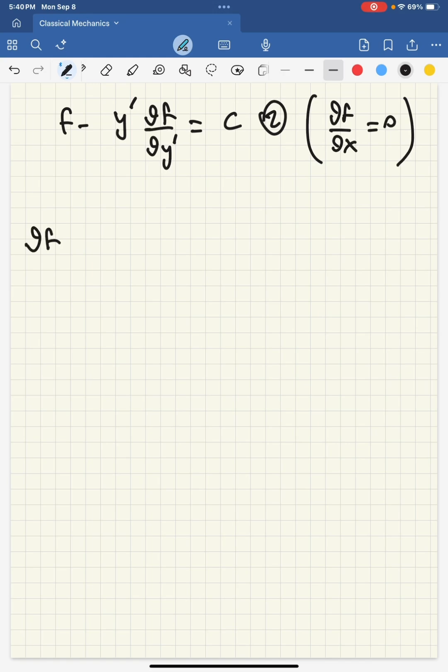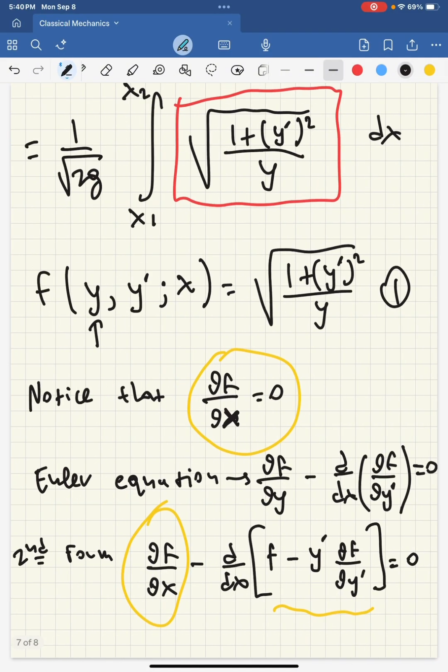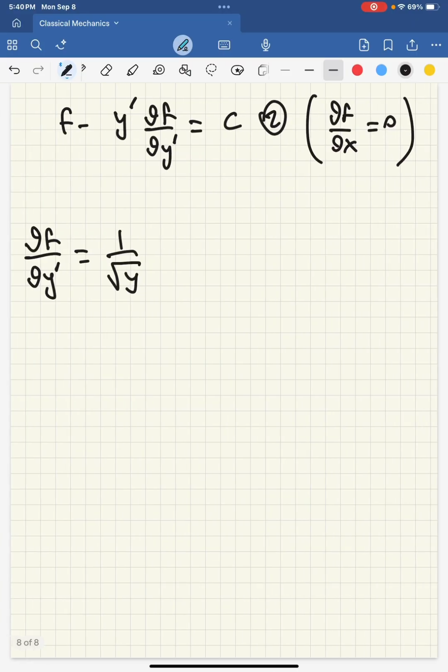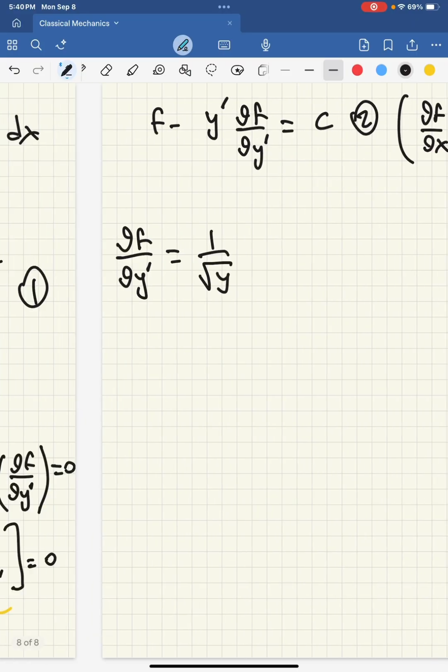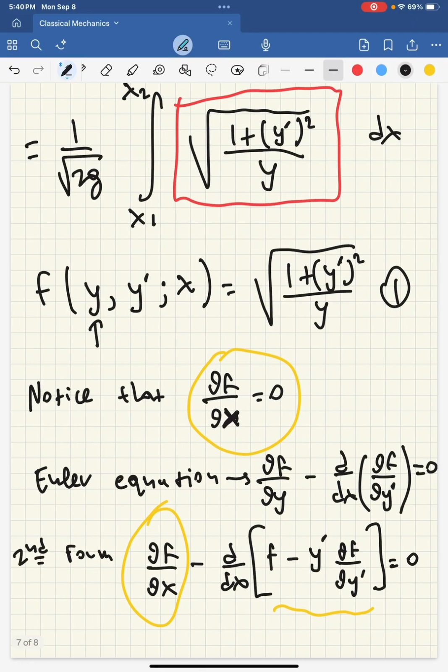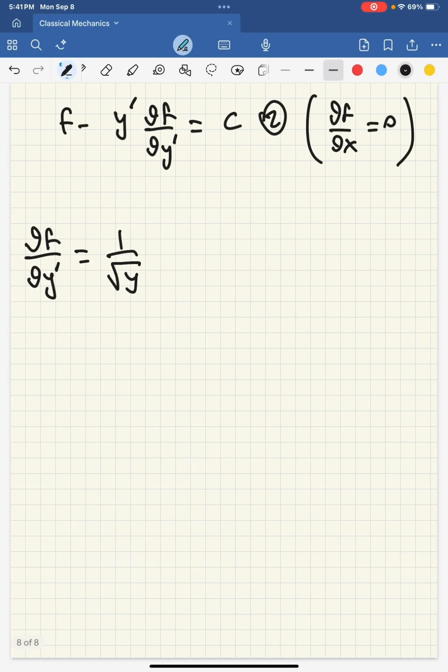So we need the partial of our functional with respect to y prime. So we need to do 1 over the square root of y. This is our functional, right? And then since we have, again, we treat this y prime as a variable, okay? Think about it as x, okay? It's like having the derivative with respect to x of the square root of 1 plus x squared, okay?